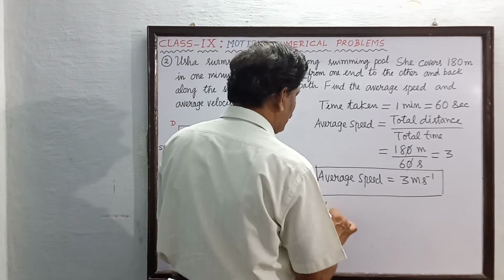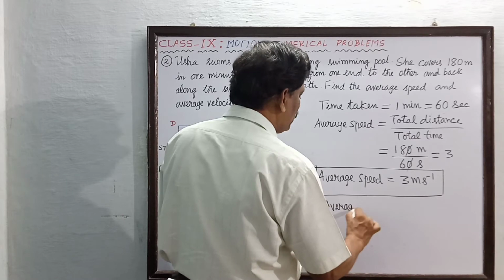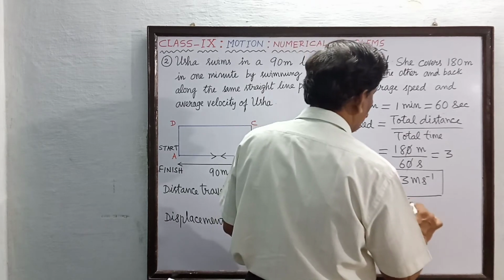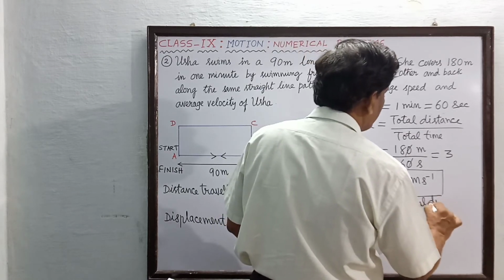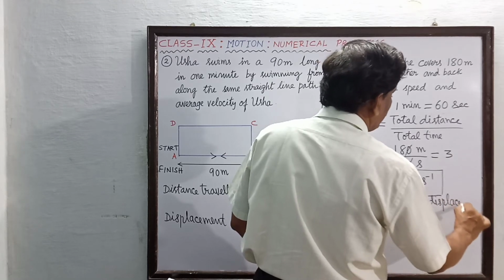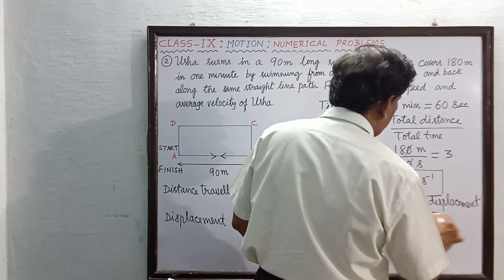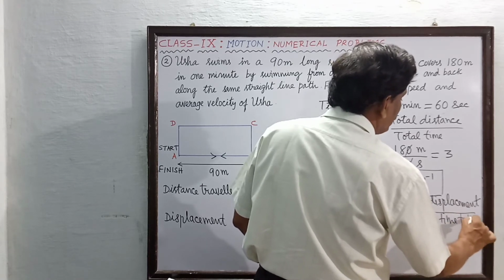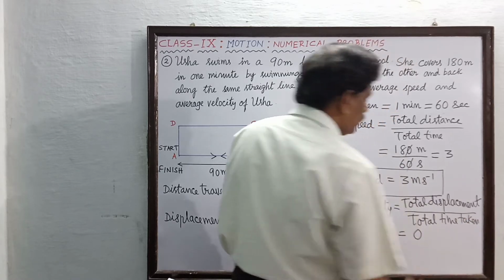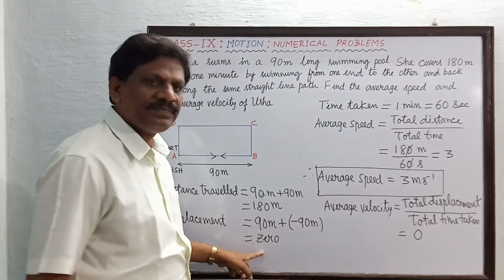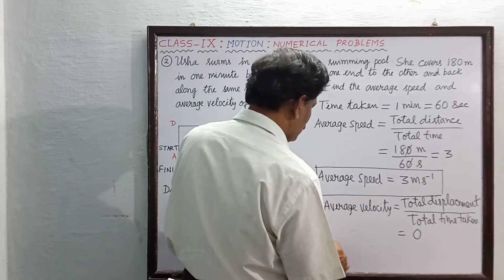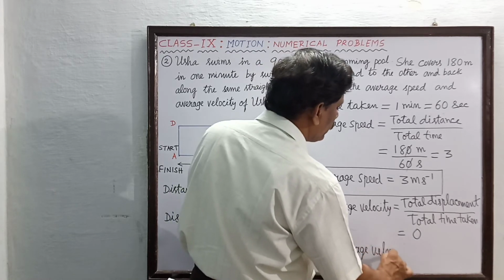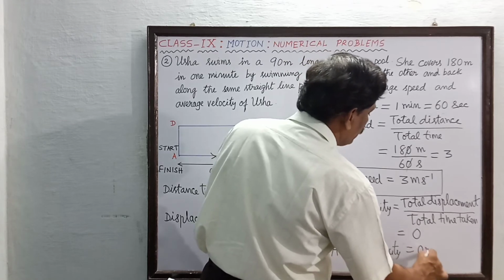Now average velocity, we will find out average velocity. This is equal to total displacement divided by the total time taken. Already we have found the total displacement is equal to 0. So the numerator is 0. Therefore, the average velocity is also equal to 0. Therefore, average velocity is now equal to 0 meter per second.